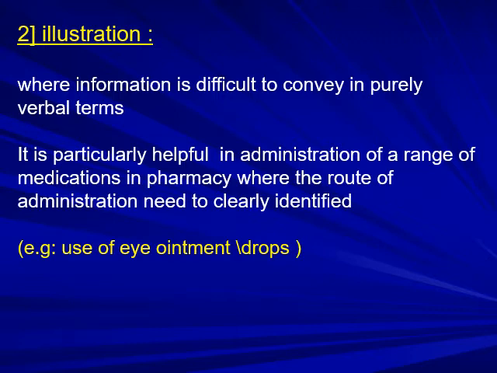Illustration type of explanation means where information is difficult to convey in purely verbal terms. ندعم المعلومة بشيء آخر غير الكلام. It is particularly helpful in administration of a range of medications in pharmacy where the route of administration need to be clearly identified, for example, the use of eye ointments and drops.